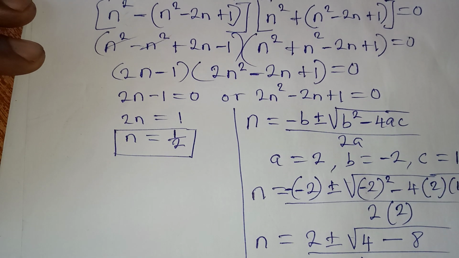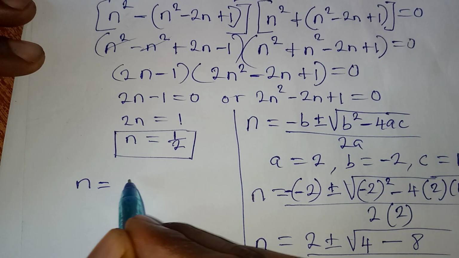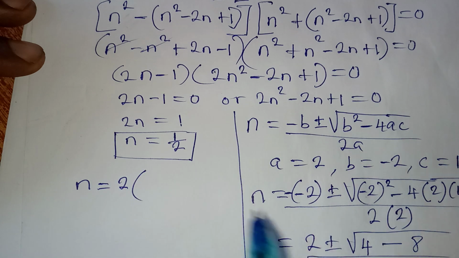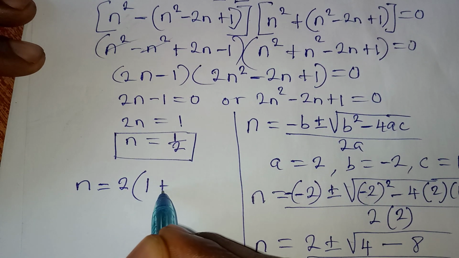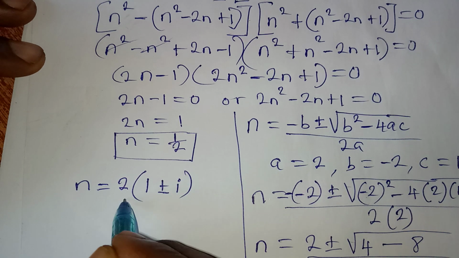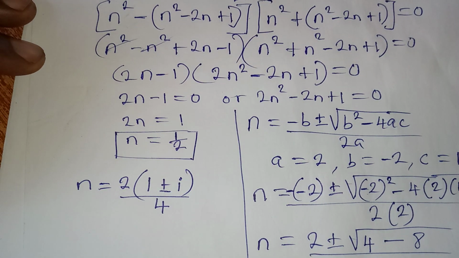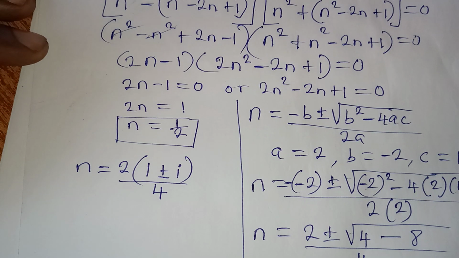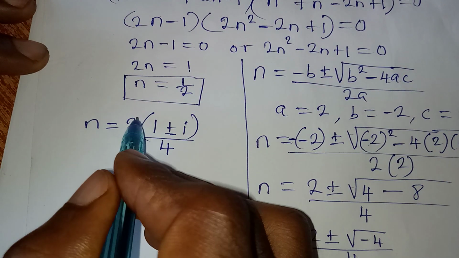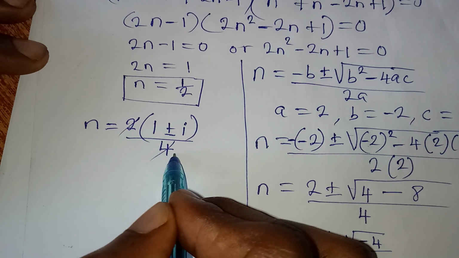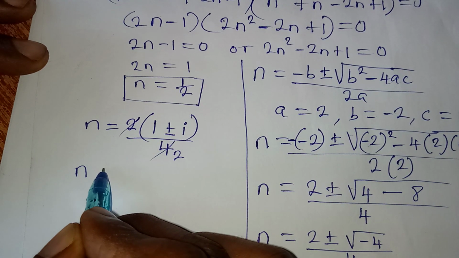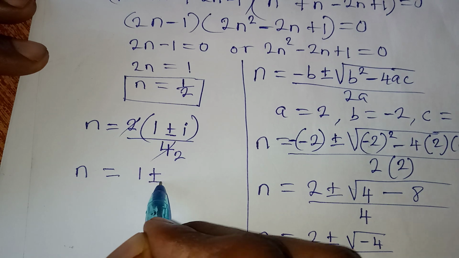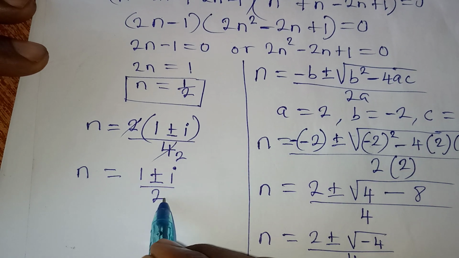So if I take a step further, then my n will be equal to, okay, so I can factor out 2. So 2 will come out. Then in brackets, I have 1, positive or negative, i. And this is still over 4. Remember, I got this from here. Okay, so let's go back there. Now 2 can cancel itself and it goes into 4 two times. So our n will now be equal to 1 positive or negative i, all over 2.